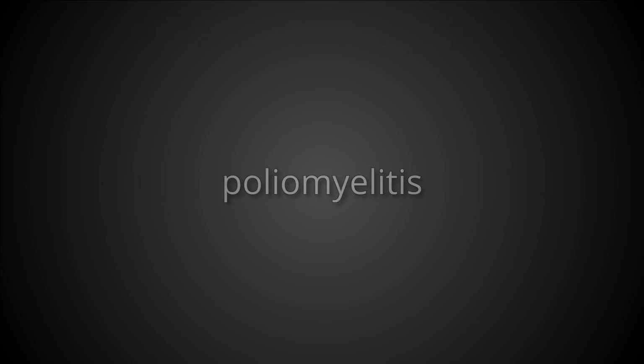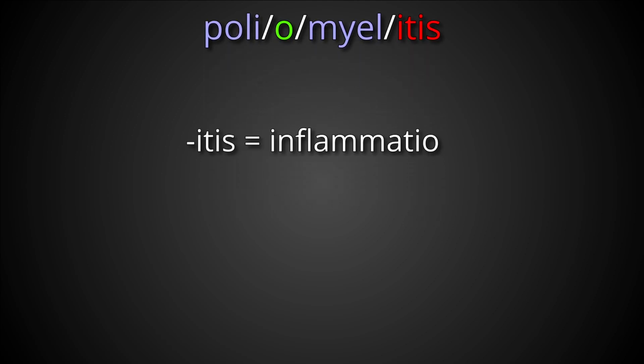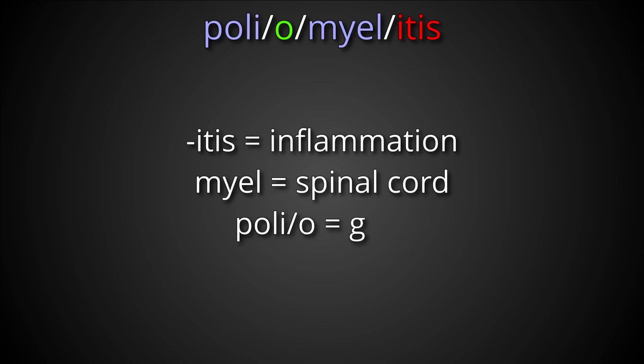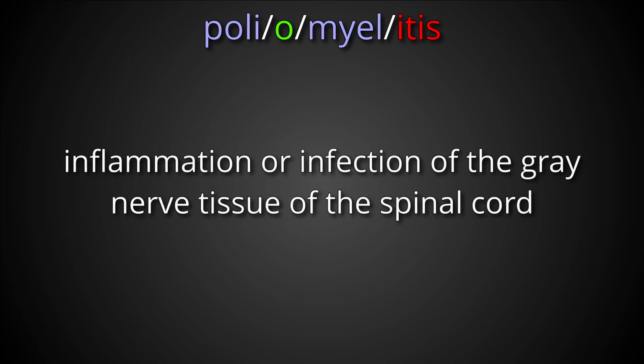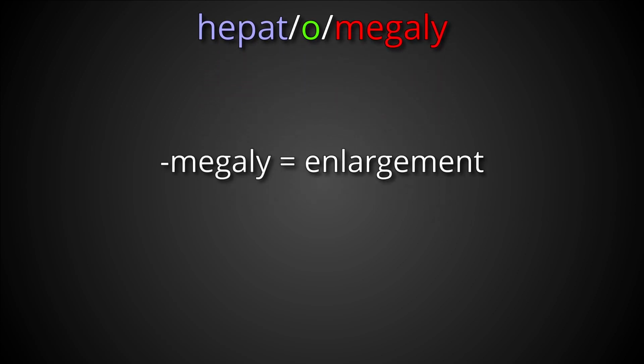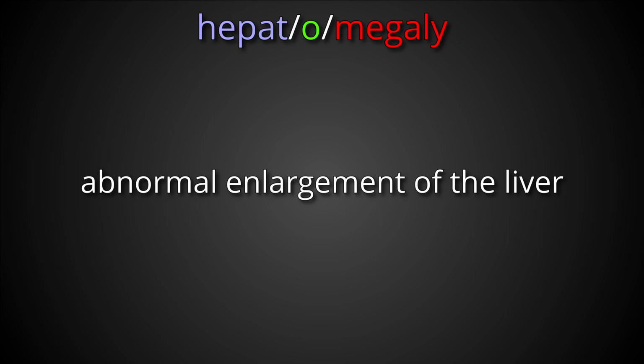Let's also look at poliomyelitis. Breaking the word apart gives us itis, inflammation, myel, spinal cord, and polio, gray. Putting it together gives us the definition: inflammation or infection of the gray nerve tissue in the spinal cord. Lastly, let's look at hepatomegaly. The procedure is standard. Break up the word and then define the individual parts. The suffix megaly means enlargement, and the root hepato means liver. Therefore, hepatomegaly means abnormal enlargement of the liver.